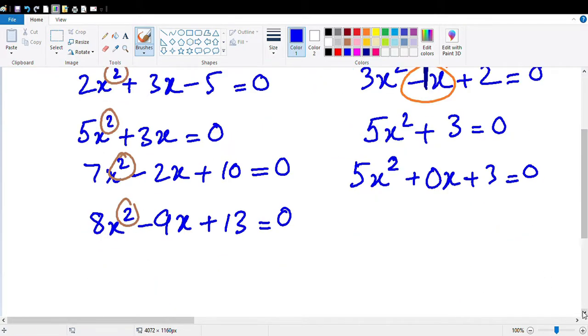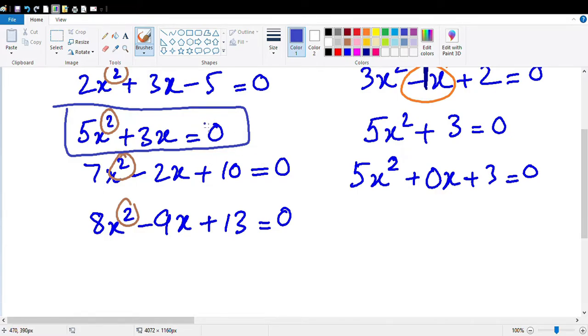Now I'm just going to take this example over here, which I also wrote. You can see this 5x squared plus 3x. This is a quadratic equation, but it's not a pure quadratic equation. So don't get confused. Over here, the constant is 0, but not the coefficient of the variable. So this is not a pure quadratic equation, it's just a quadratic equation, just like any other. Over here, these are quadratic equations, so this one is just a quadratic equation, just like that.